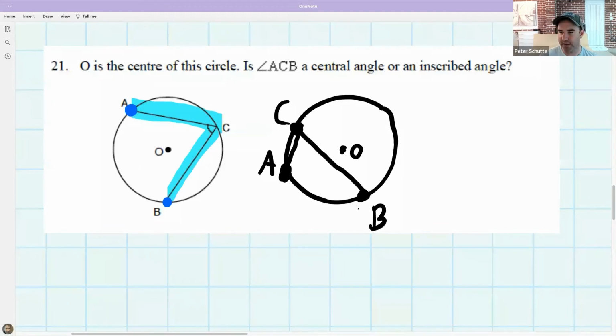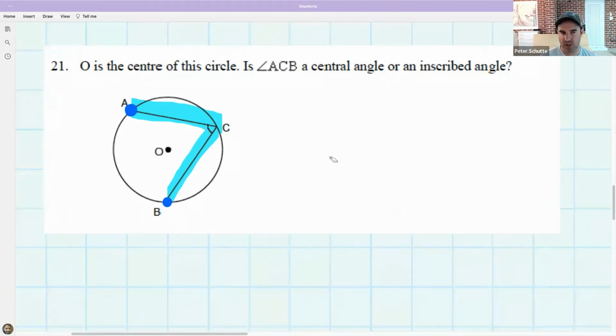I will repeat. Whenever you start with 2 points and you form an angle at a third point, if that third point is on the circumference, it's called an angle on the circumference or an inscribed angle. If that third point is at the center, then it's called an angle at the center or a central angle. That's all you need to know for today: you can have an angle at the center or you can have an angle at the circumference.